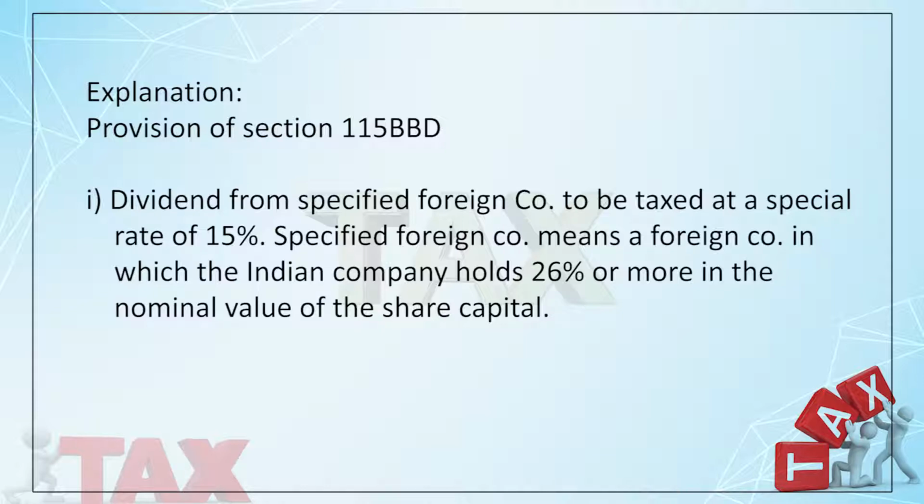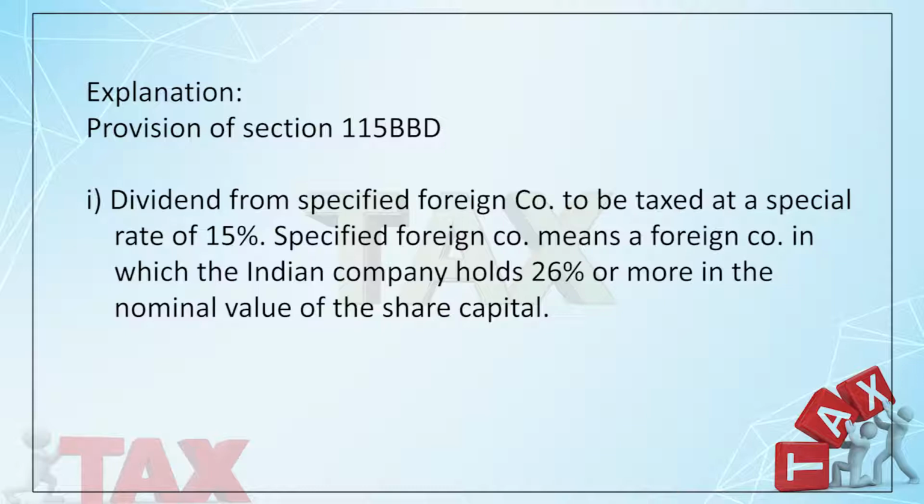What the provision says? As per section 115 BBD, the dividend received from a specified foreign company to be taxed at a special rate of 15%. So, I am giving the stress on specified foreign company. What does it mean by specified foreign company? We know what is the foreign company, but what is specified foreign company? Specified foreign company means a foreign company in which the Indian company holds 26% or more in the nominal value of the share capital. This is the primary condition.